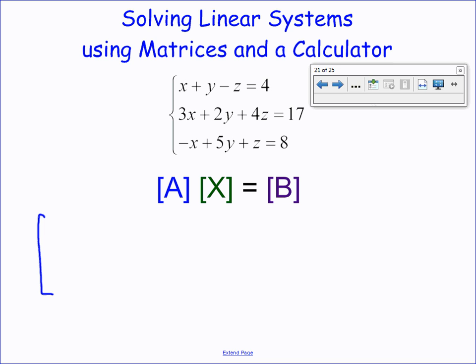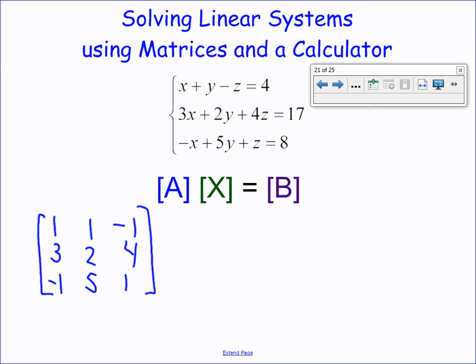First equation, the x coefficient is 1. Y coefficient, 1. Z coefficient, -1. That's the first row in my coefficient matrix. Second row, x coefficient is 3. Y coefficient, 2. Z coefficient, 4. That's the second row of my coefficient matrix. What do you think the last row of my coefficient matrix is going to be? Kenzie? -1, 5, and 1. Absolutely. Everybody go ahead and complete your coefficient matrix.